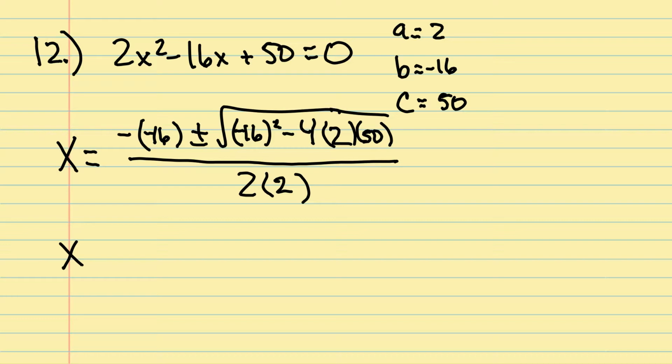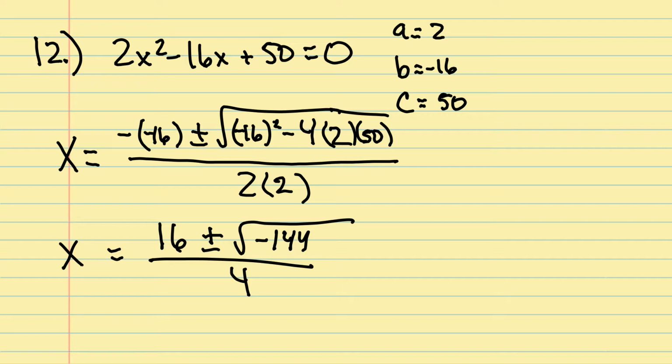So outside the radical becomes positive 16 because a negative and a negative, plus or minus the square root. Negative 16 squared minus 4 times 2 times 50 is negative 144. Or if you didn't know that, the reason it's a negative 144 is negative 16 squared is 256. 256 minus 400 is negative 144. All over 4. Now remember, the negative is going to turn into I, so right away I know I'm going to have an I. And then 144 is perfect, so the square root of 144 is just 12.